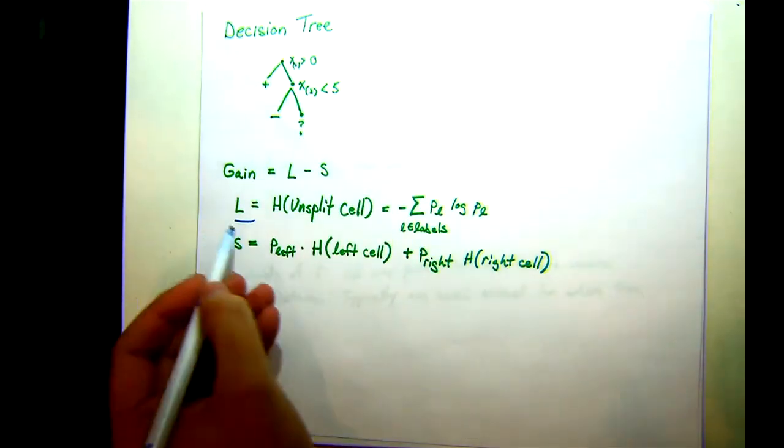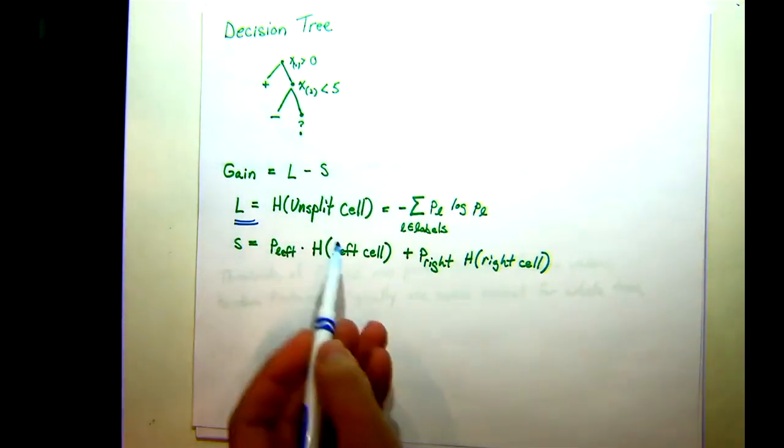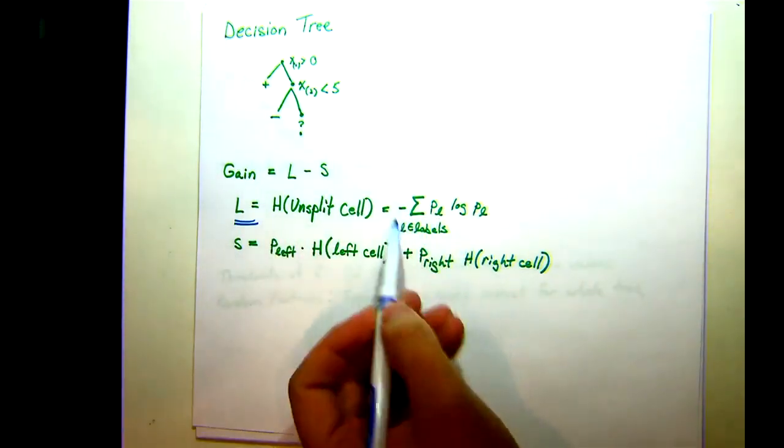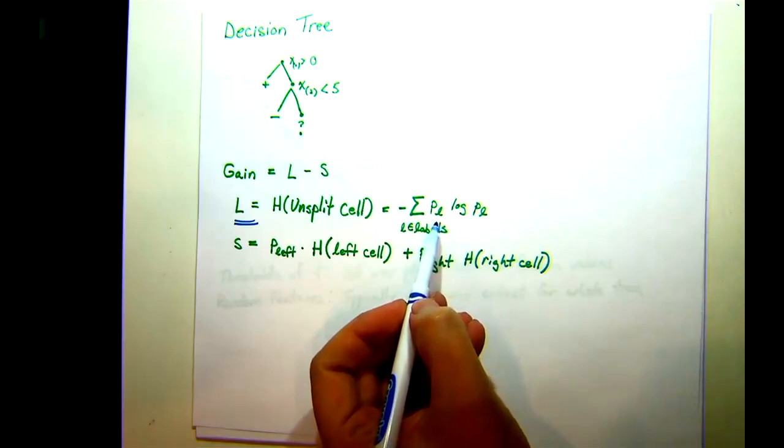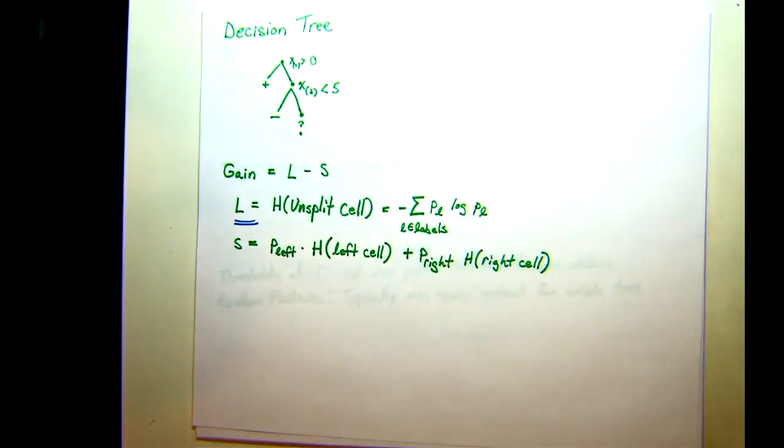Perfect. Okay. The L piece here is the unsplit cell. We're specifically using entropy as our measure of how good the cell is. So L is our unsplit cell, which is just the negative sum over labels of the probability of a label times the log probability of that label. So basically it's just the percentage of labels in that cell that are of a certain class. You sum over all of them and take this little formula.